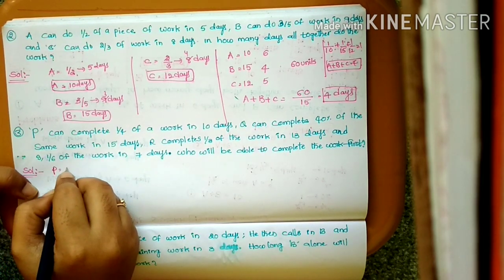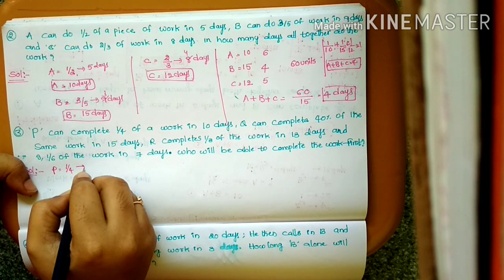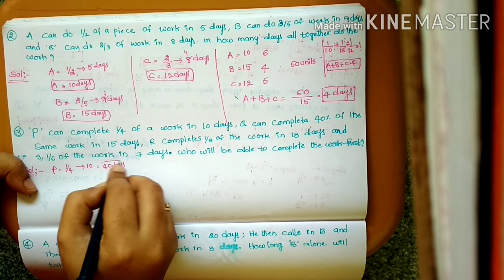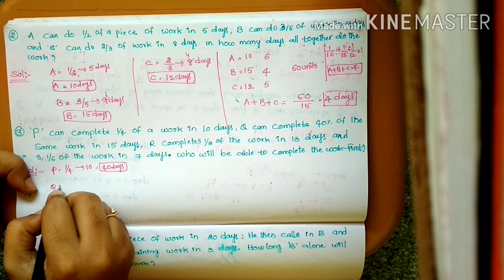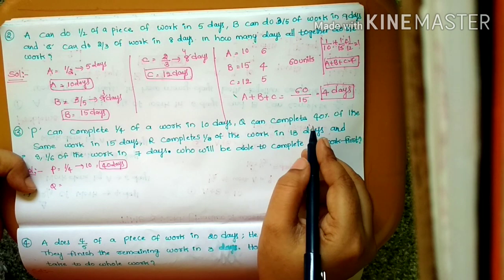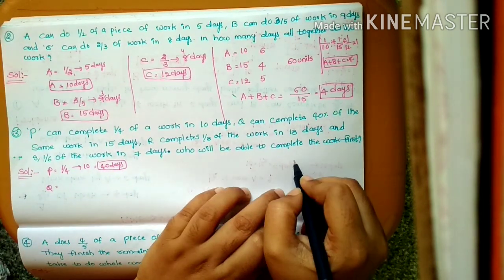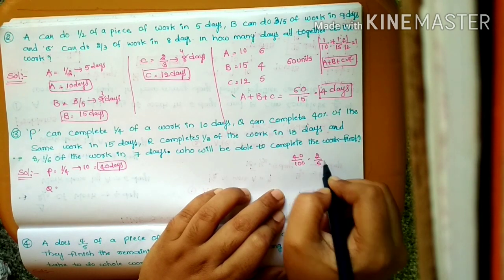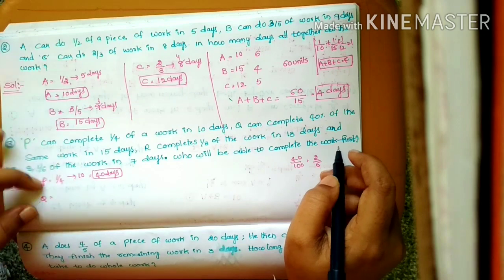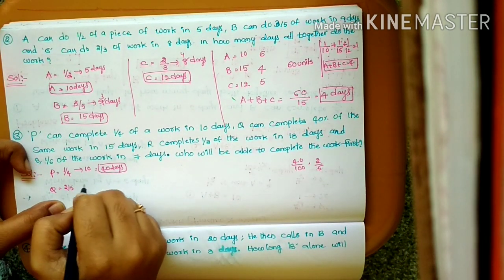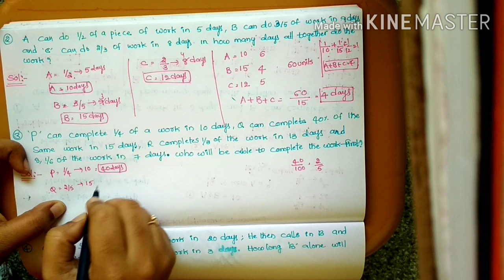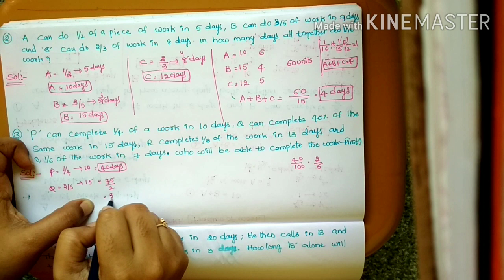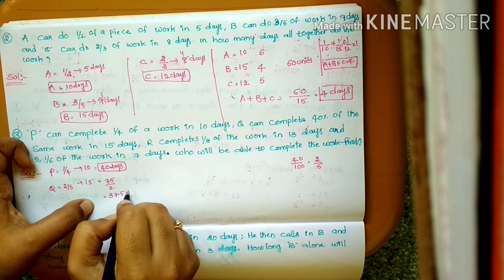So P: 1/4 of work in 10 days, so P takes 40 days. Q completes 40% of the work. 40 by 100 percentage means 2/5. 2/5 of the work in 15 days. So 75/2. So 37.5 days.